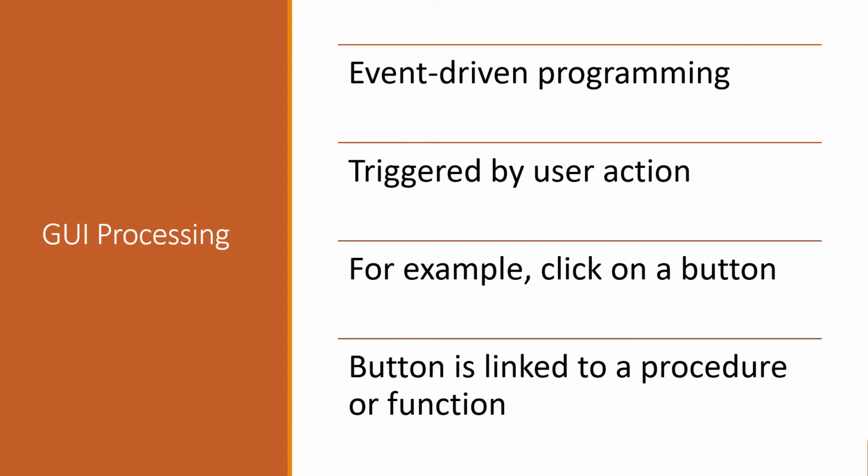Of course, your program will have processing, but a GUI has a kind of processing that's called event-driven programming. That means that the processing doesn't happen until the user does something, and typically we'll have a button on the screen, and when the user clicks on the button, the processing will happen. So the procedures or functions that you've already written in your program, you'll link them to buttons on the interface, and the user will click on the button and your program will run. We'll learn more about this in the next lesson.